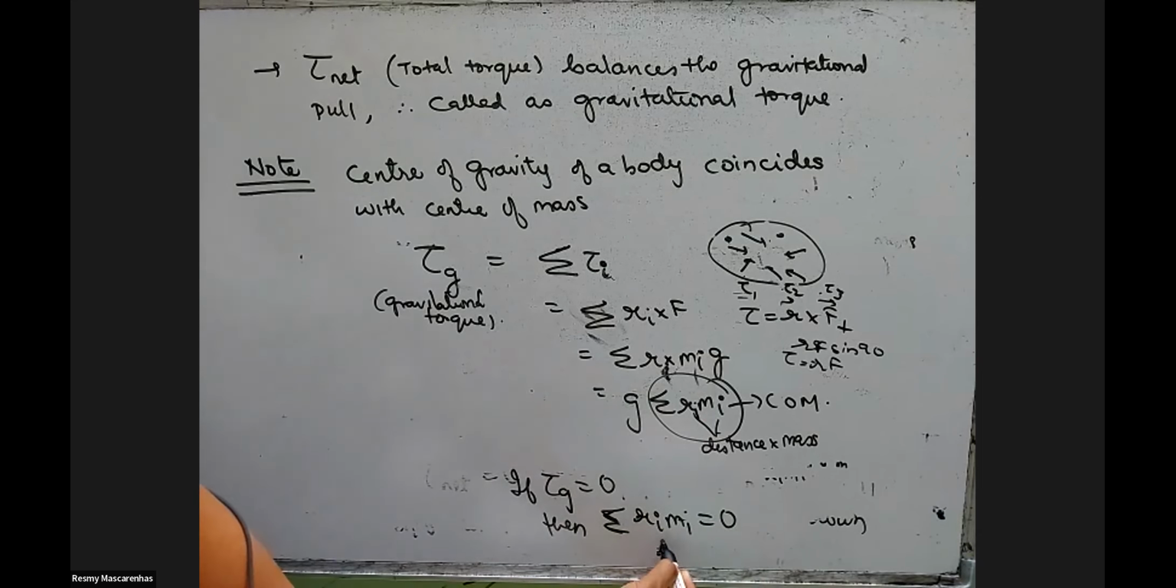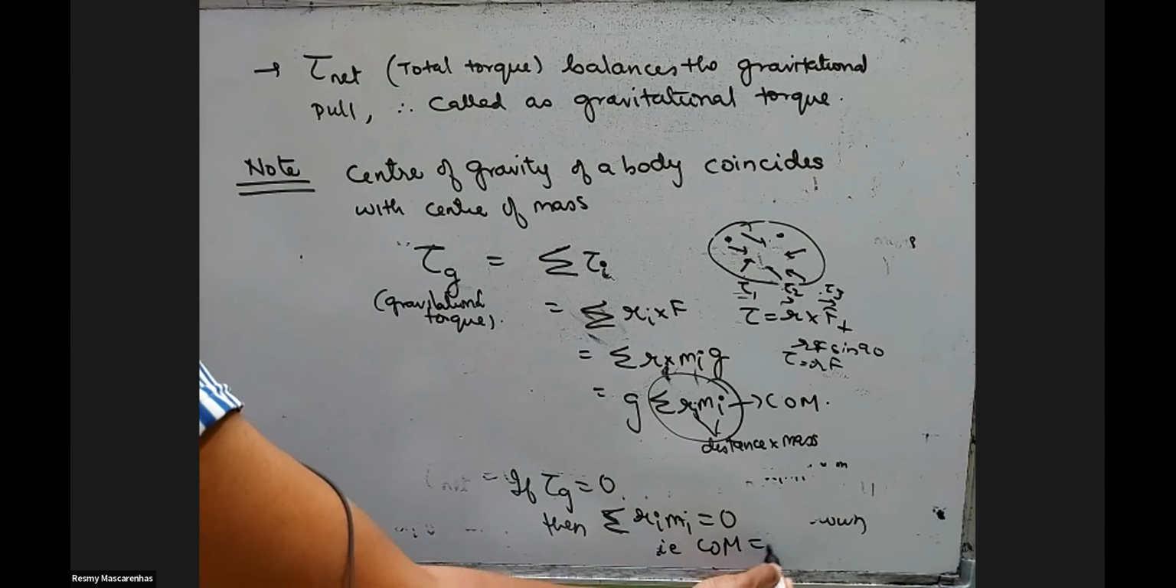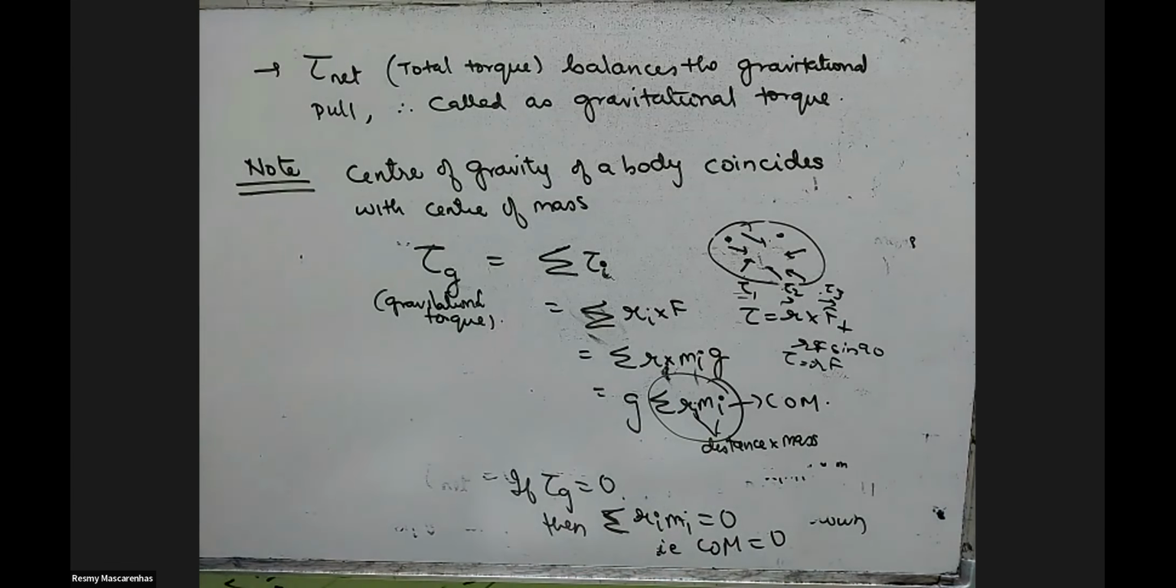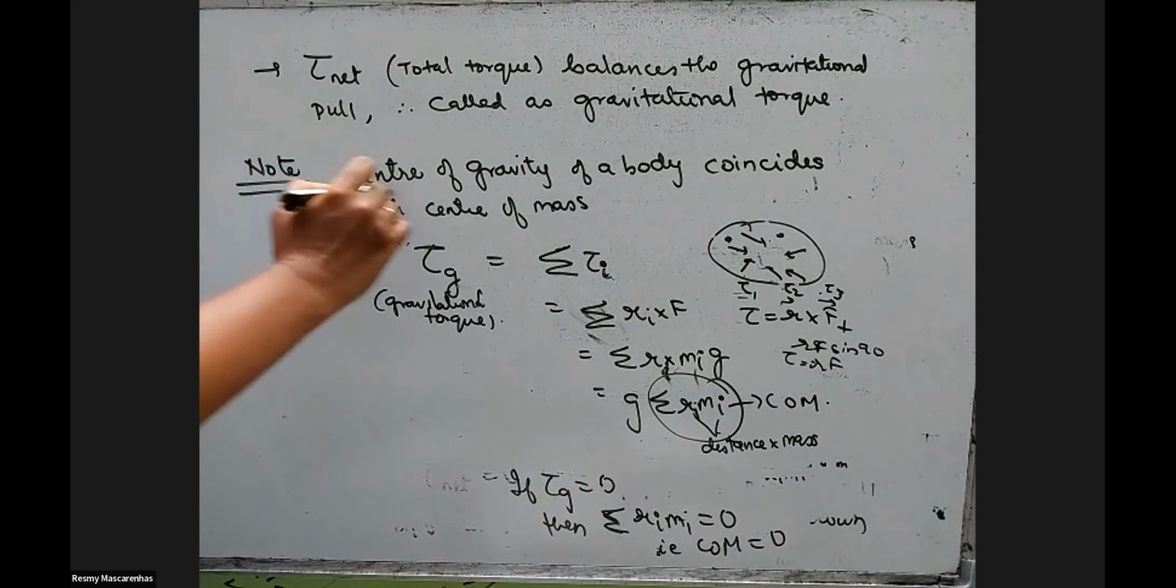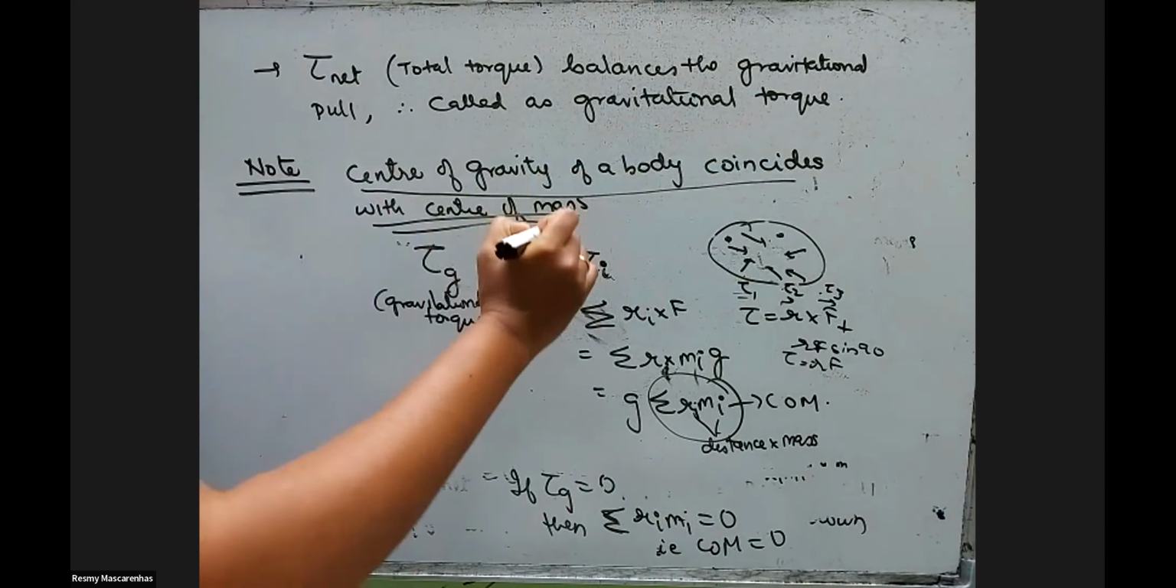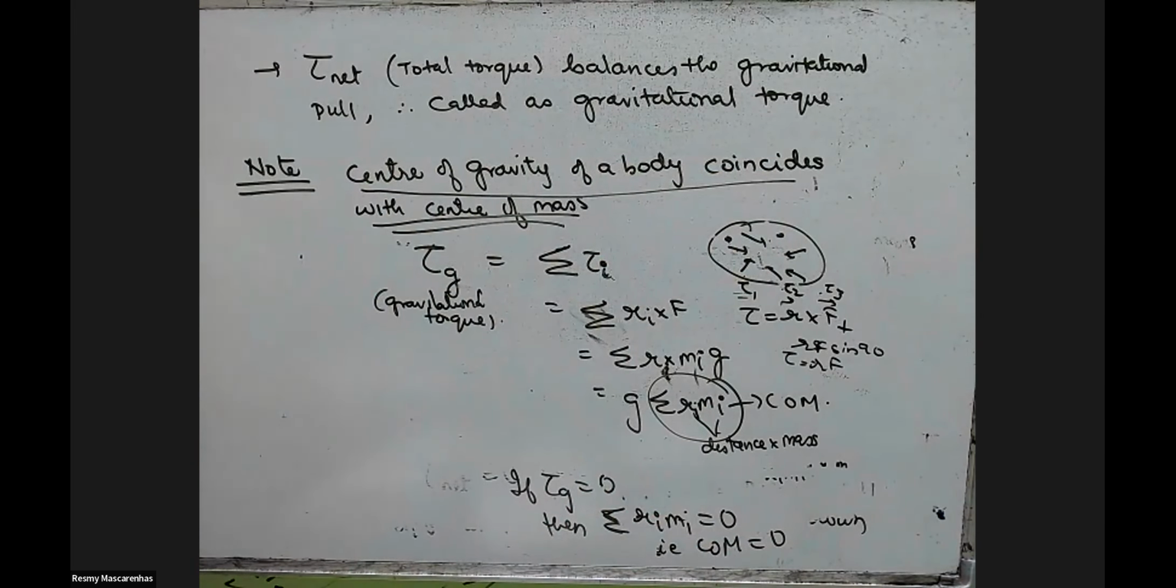That is, the center of mass is also equal to 0. It means it is at the same point. We are talking about the same point. They coincide. So this was about center of gravity.